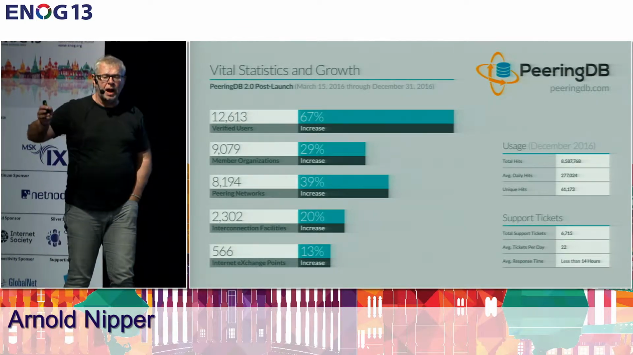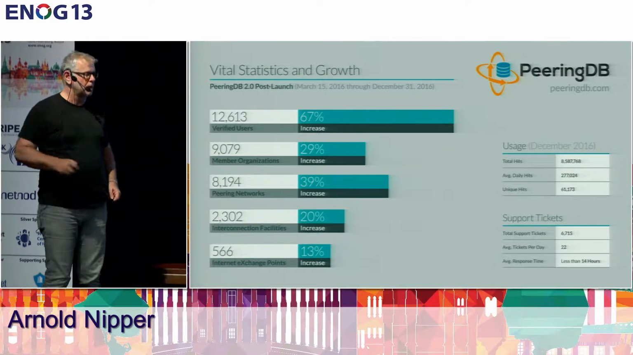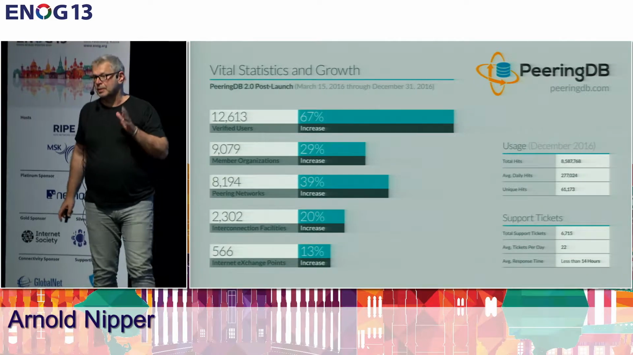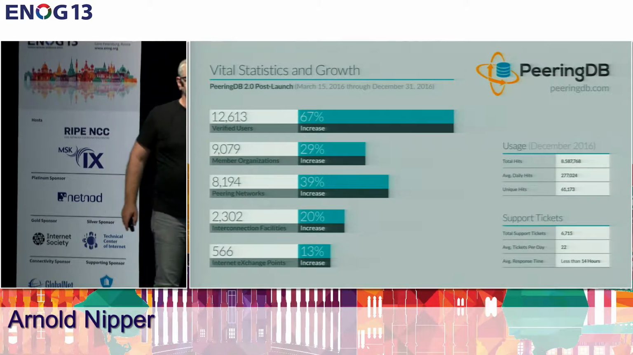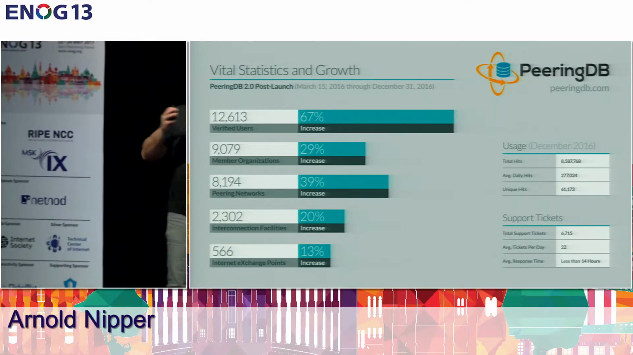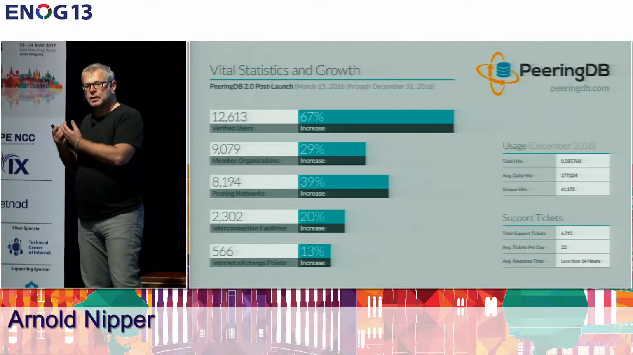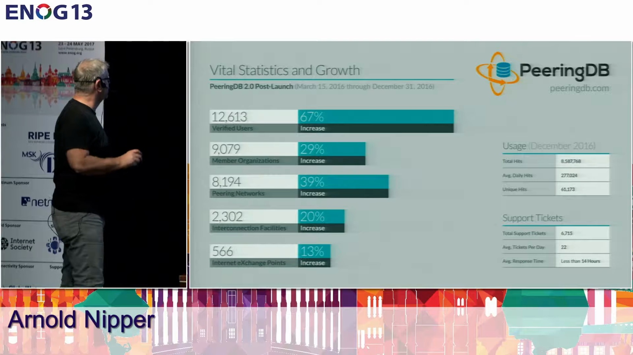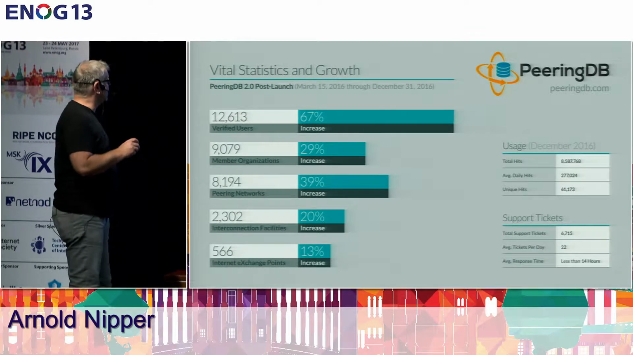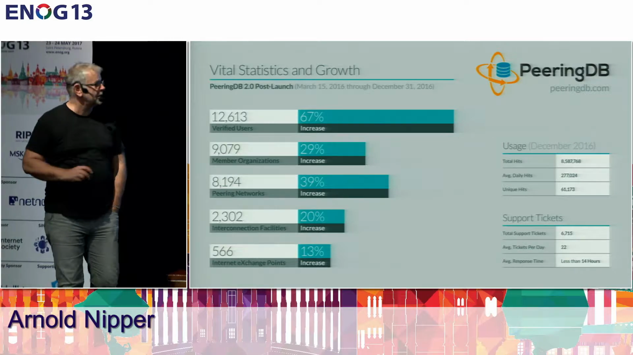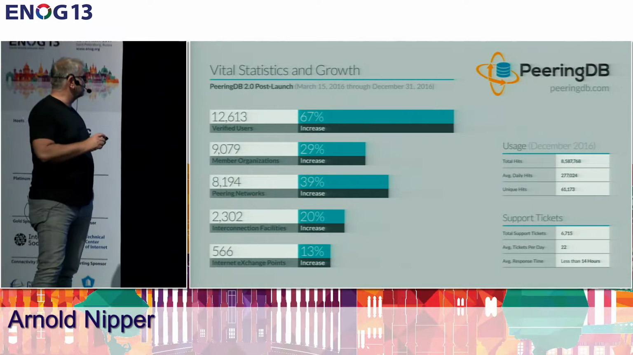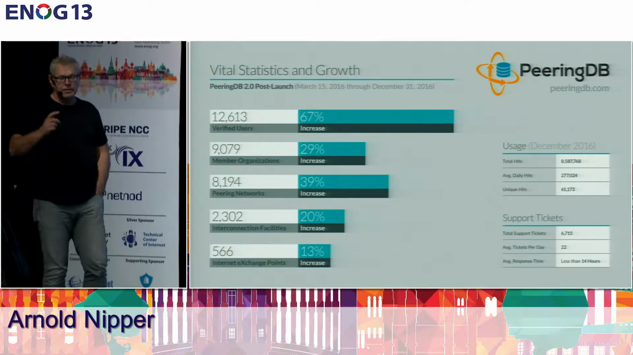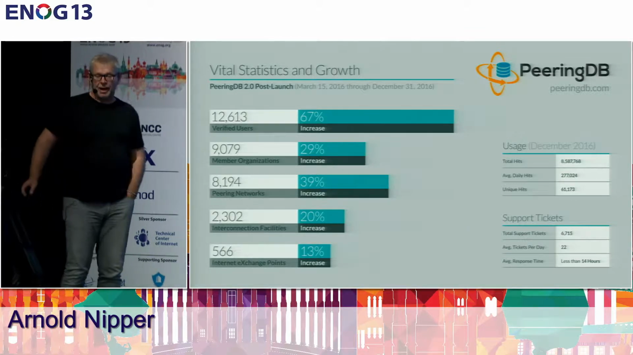So what have we been able to achieve within 1 year? The number of verified users increased roughly by 70%. A clear indication that although the old database was already useful to the customers, they liked the new database even more. We also see an increase in member organizations by 30%, in peering networks by 40%, in interconnection facilities by 20%, and in Internet exchanges by 13%.